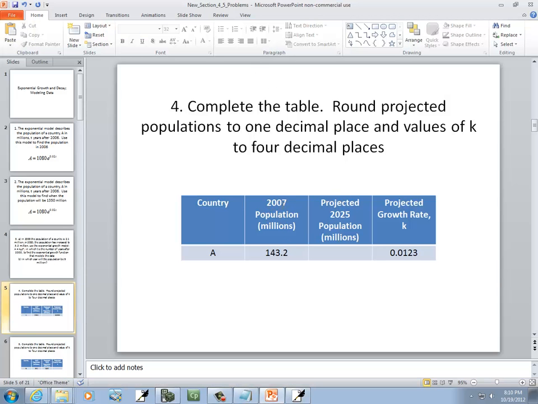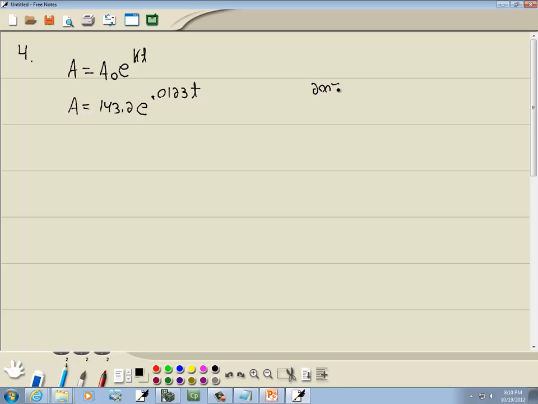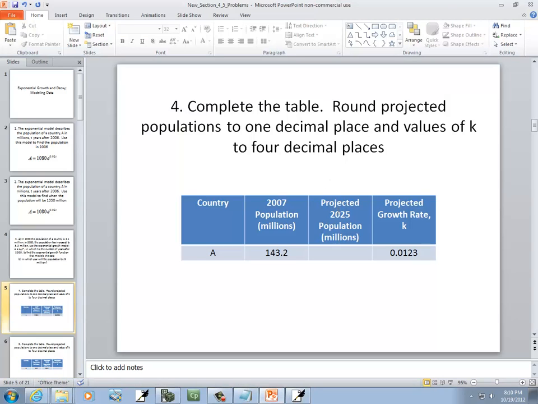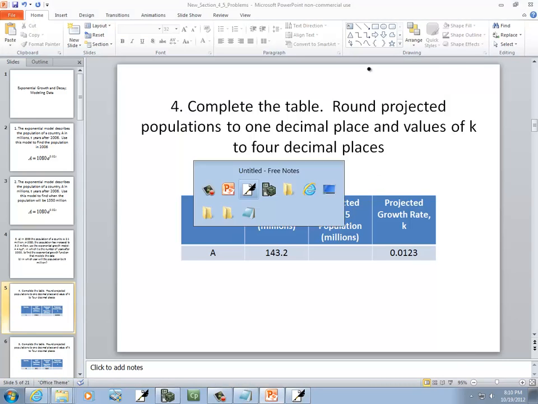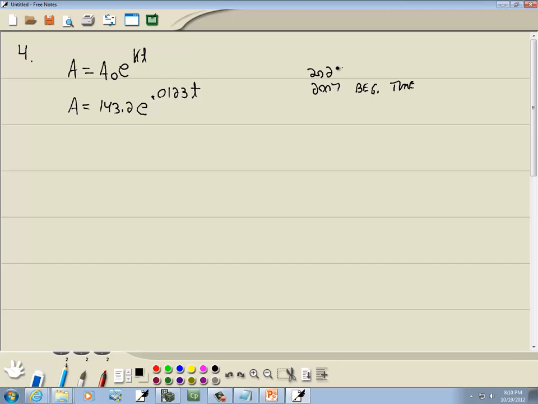Well, at the beginning of time is 2007. So that's our beginning for our model, the beginning time. And we want 2025. We have to figure out how many years have passed. So I'm going to take 2025 minus 2007, and that gives us 18. So T is going to equal 18 years have passed. So to figure out what our population is, we're going to take that and we'll plug in 18 for T.